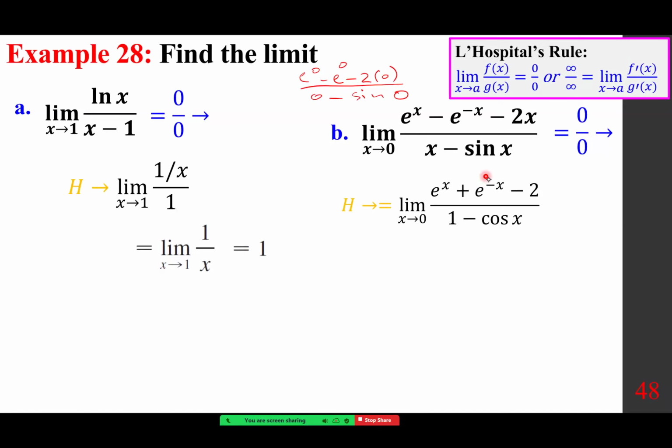And plug in. When we plug in, what happens? I hope you see that you get e to the power of 0 plus e to the power of 0 minus 2. Just right away, the numerator is 0 because e to the power of 0 is 1. And the bottom is 1 minus cosine of 0. 1 minus 1. So you get 0 over 0, meaning you can do it again.